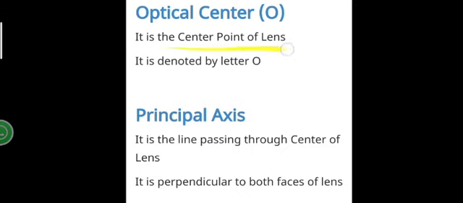It is the center point of the lens. It is denoted by the letter O. So optical center is what? The center point of a lens. And the principal axis is a different one here. It is the line passing through the center of the lens, and it is perpendicular to both faces of the lens. It is not the line passing through the pole and center of curvature as in mirrors, but here it is the line passing through the center of the lens, perpendicular to both faces of the lens.